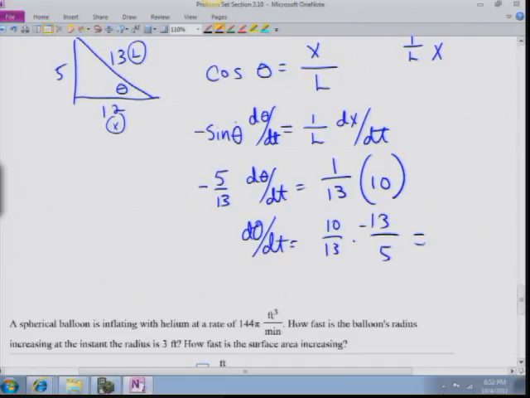What do I get? Would it be negative 2? Oh, I know. It's negative 2 radians per second.